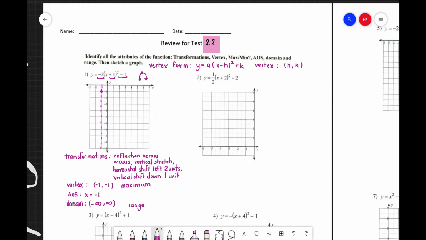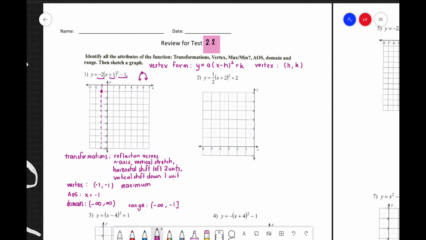And then the range is what changes, and that depends on the vertex. So since we said that the vertex was a maximum, that is the highest point that we can have on our graph. So the highest y value we can have is negative 1. So that means we're going to start somewhere at negative infinity and go all the way to negative 1.